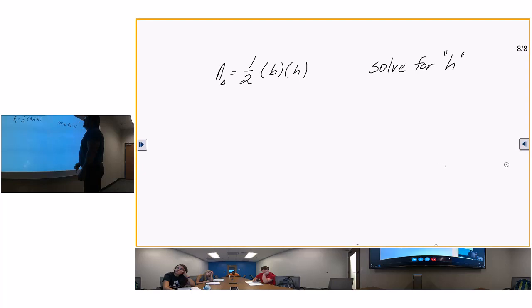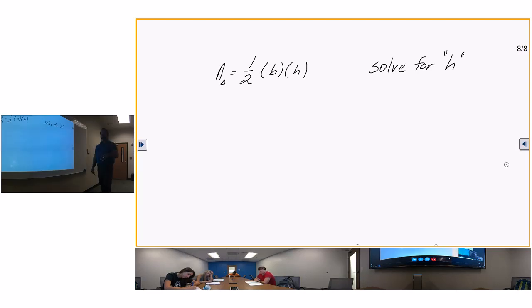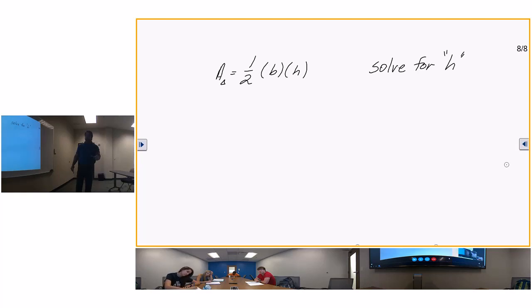First thing you're going to do is multiply both sides by 2. Why? Because you want to get rid of the what? Fraction. Whenever you solve for a variable, you always want to get rid of the fraction first, and then go back to the directions and say, okay, what do we solve for? I've gotten rid of the fraction. Always get rid of the fraction first.